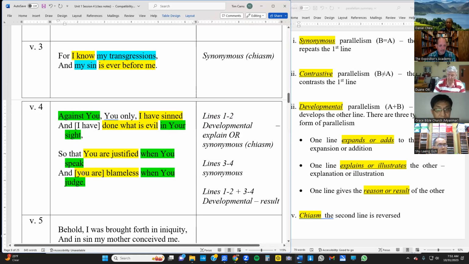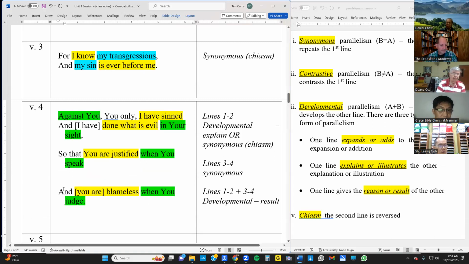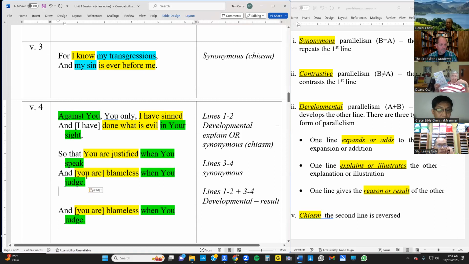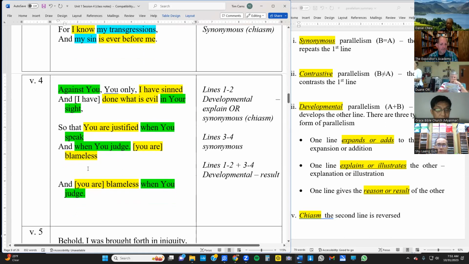You are justified is parallel to you are blameless. And then when you speak, parallel to when you judge. So I think that's synonymous. Now we'd say, well, okay, let's see. Is this chiasm or not? How would we know? Because the English translation doesn't reverse the words. It did not put when you judge, you are blameless. If it did, that would be a chiasm. So let's look and see which one it is.